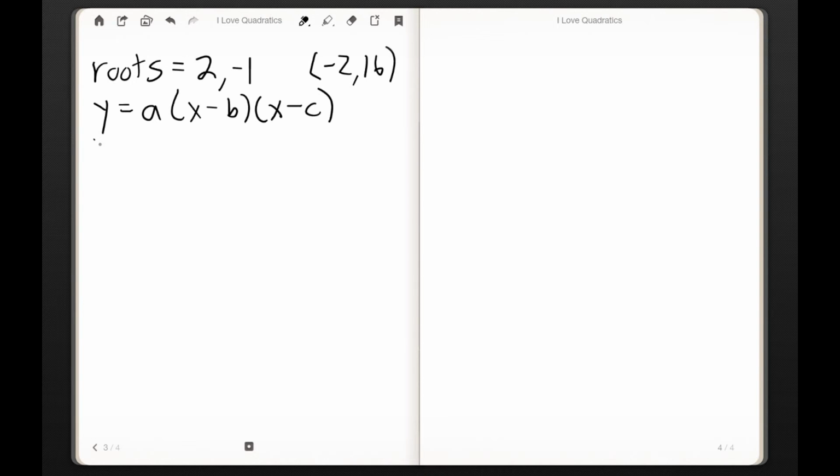So what we're going to do is x and y we have right here, and b and c we have right here. So y of 16 equals a times x of negative 2. Remember, x and y are always the additional point we're given on the graph. Since that was a point, we're substituting the x, y values of that point into the equation, which is going to already have the roots in it. So x of negative 2 minus the first root of 2, and then x of negative 2 minus negative 1, so plus 1.